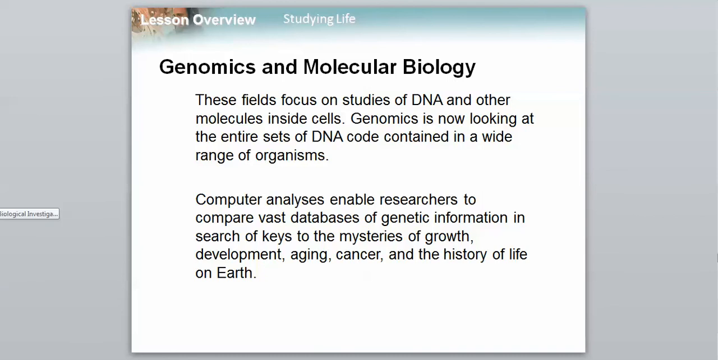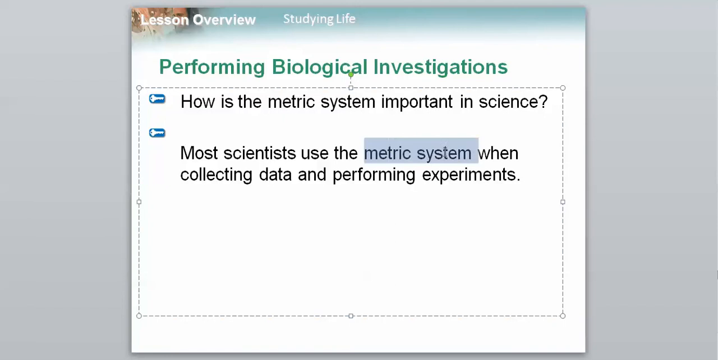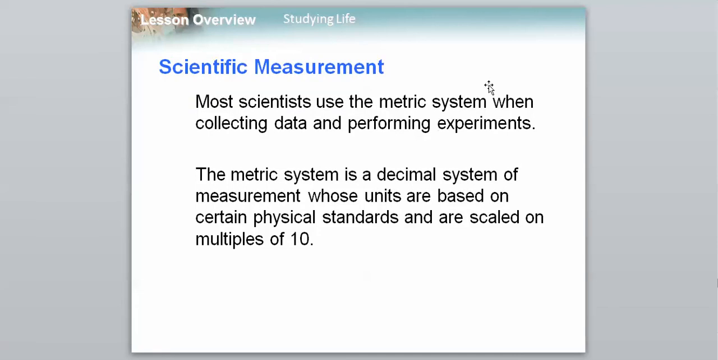So I would just make sure you have something jotted down about each one of those big headings. To finish up, we're going to talk about how to perform a biological investigation, and how we do that is we use something called the metric system. Anytime we collect data and perform experiments, we're going to use the metric system. The metric system is a decimal system of measurement whose units are based on certain physical standards and are scaled on multiples of 10.